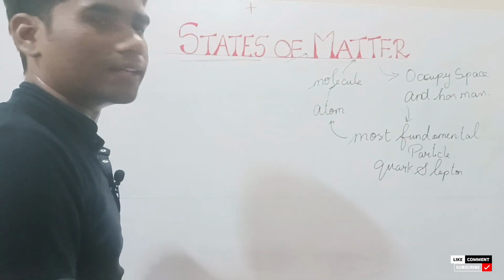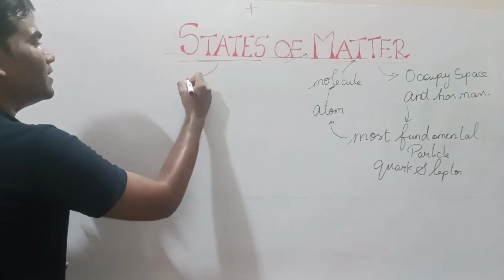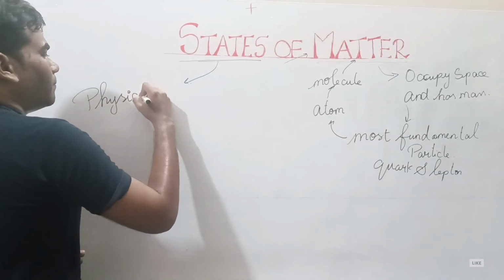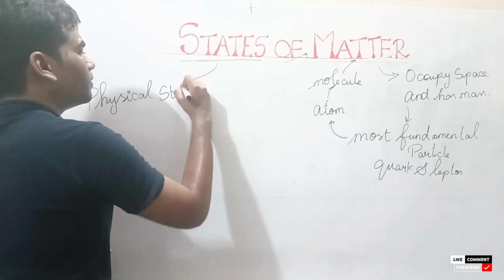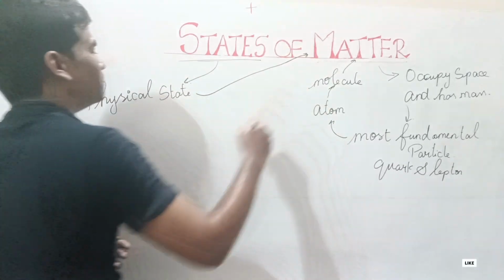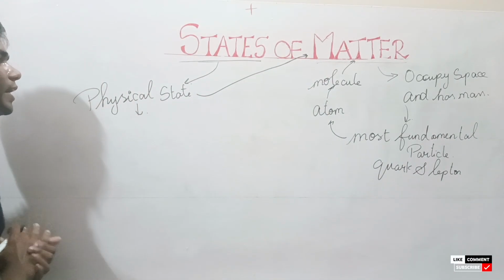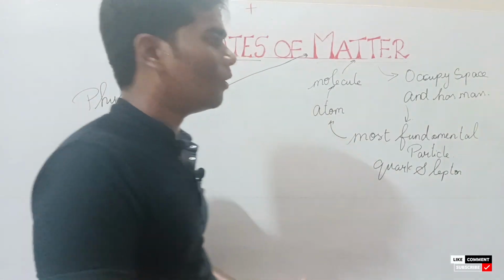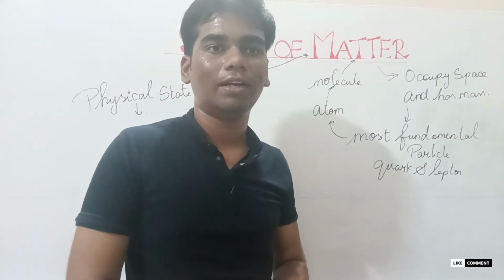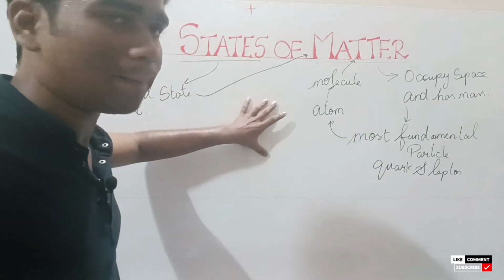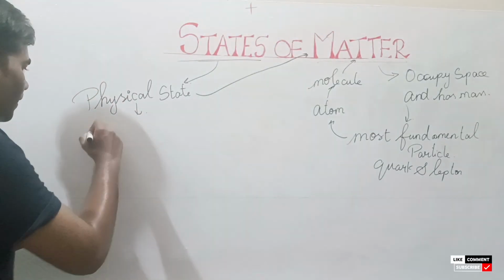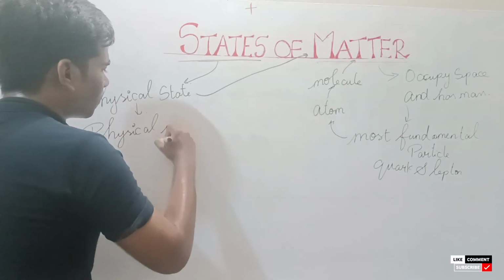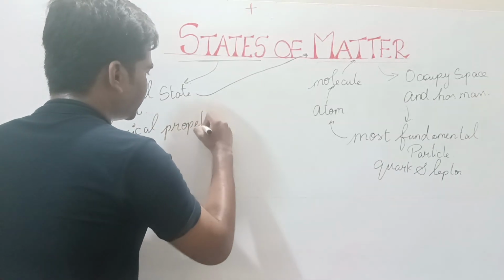In this whole lesson, the word states defines the physical state of matter. Let me write it here. Physical state of matter. What is this physical state? The state which is defined by the physical properties. You may be wondering what a physical property is, but no problem. If I give some examples, you will clearly understand it. I will write it here. It is defined by the physical property or properties.